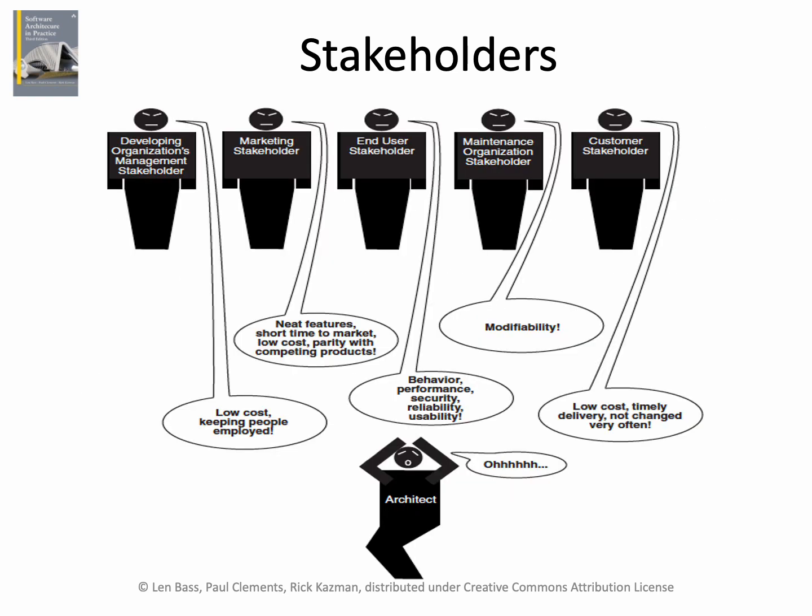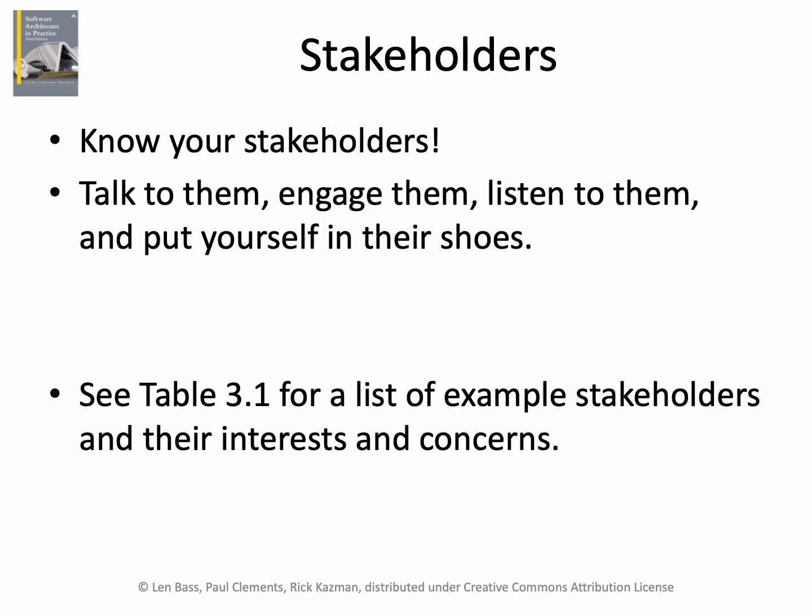The stakeholders can be: the developing organization management stakeholder, concerned with low cost and keeping people employed; the marketing stakeholder, concerned with neat features, short time to market, low cost, and parity with competing products; the end user stakeholders, concerned with behavior, performance, security, reliability, and usability; the maintenance organization stakeholder, concerned with modifiability; and the consumer stakeholder, concerned with low cost, timely delivery, and not being changed very often. And the architect is all of these, as you can see. Know your stakeholders, talk to them, engage with them. Listen to them and put yourself in their shoes and walk a mile. See table 3.1 for the list of examples of stakeholders as just shown and their interests and concerns.